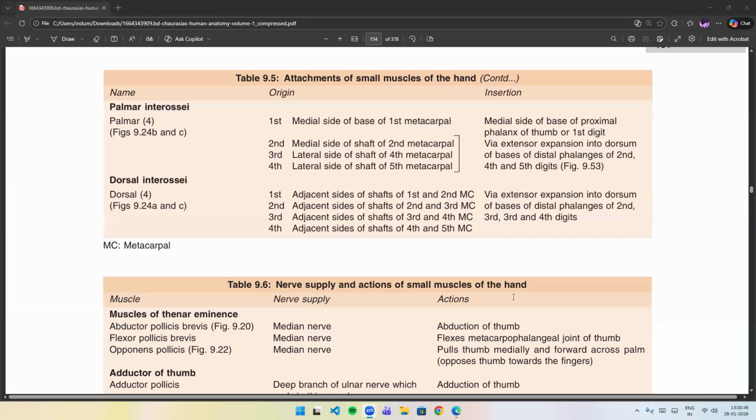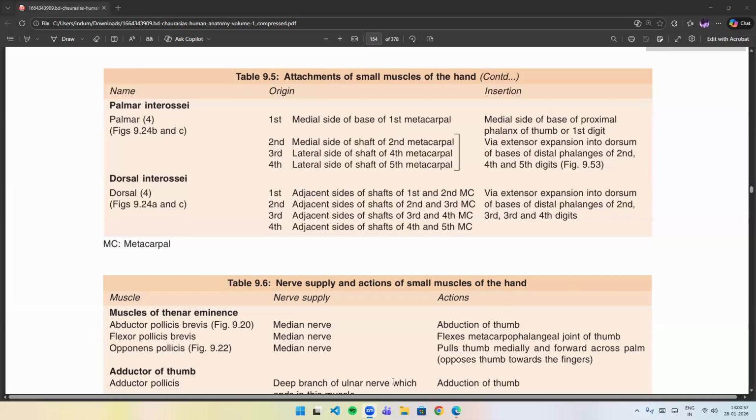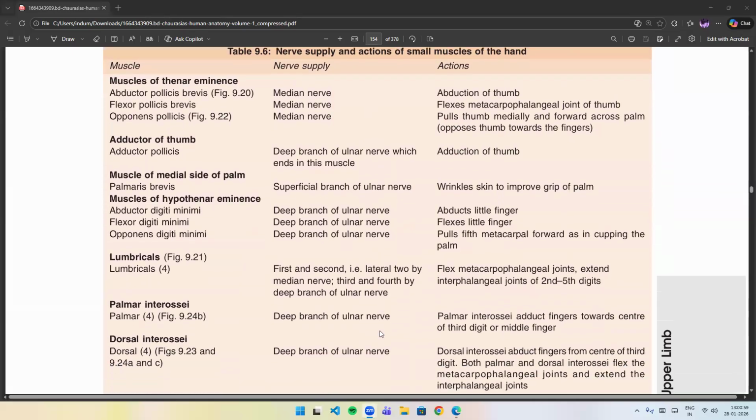And the insertion is via extensor expansion into dorsum of bases of distal phalanges of second, third and fourth digits. Table 9.6, nerve supply and actions of small muscles of the hand. Muscles of thenar eminence. Abductor pollicis brevis, figure 9.20. Nerve supply is median nerve. Actions are abduction of thumb.